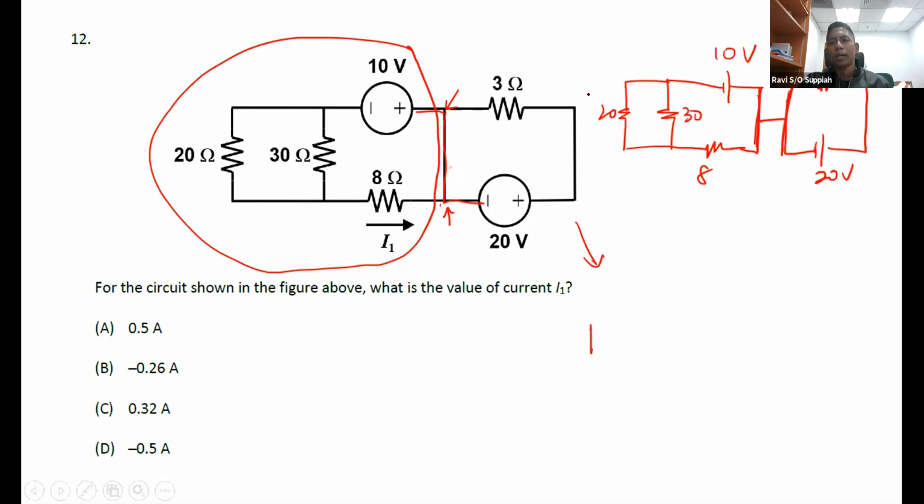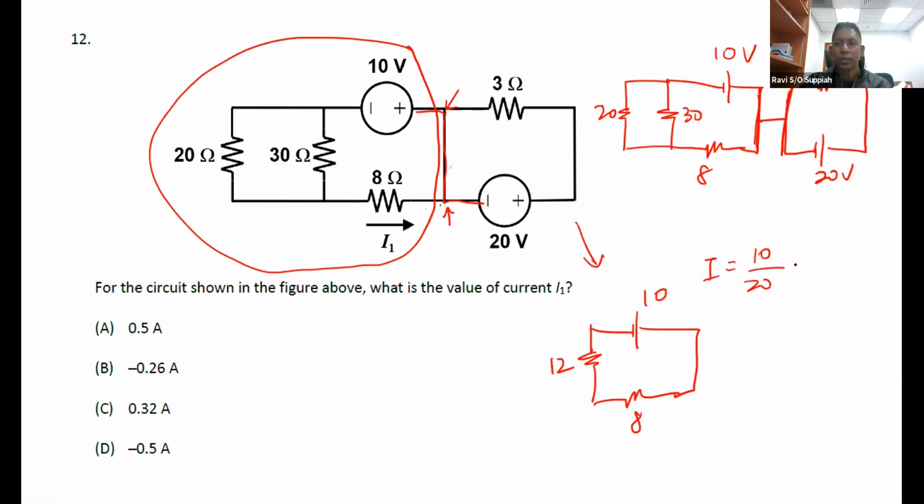Now for the analysis part, if you do the resistance simplification, 20 and 30, you will get 12. These two are parallel, correct? And then you have 8. This is what you get. So the current you will get is I equals 10 by 20, which is 0.5 ampere.